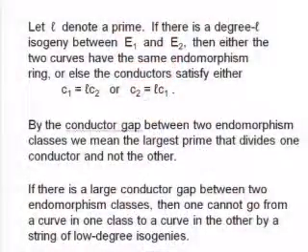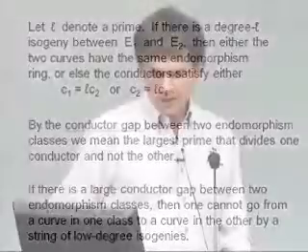Okay. Now, concerning the isogenies, let L denote a prime. Now, if there's a degree L isogeny between two curves, then either the two curves have the same endomorphism ring, or else the conductors differ, in one direction or the other, by a factor of L. So, if we have two endomorphism classes, by the conductor gap, we mean the largest prime that divides one conductor and not the other. And that determines how easy it is to go from one class to another using isogenies.